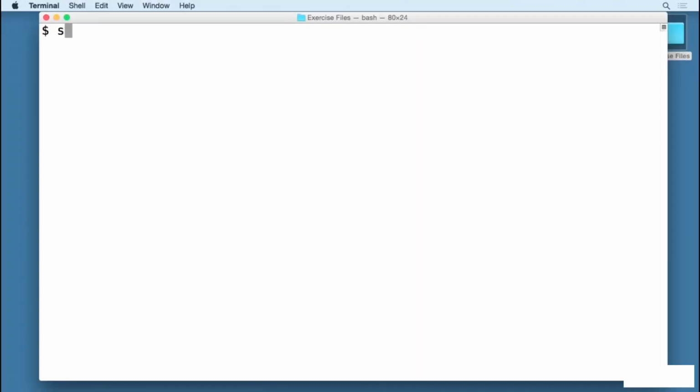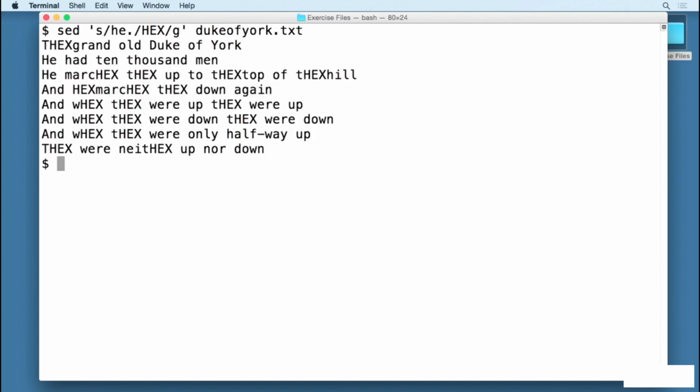So, for example, sed changing he-dot to uppercase HEX globally in dukeofyork.txt looks for "he" followed by any single character and replaces it with uppercase HEX. So in the first line, you see "the grand" is now replaced with "tHEXgrand", and so on. This will look for "he" followed by any single character, including spaces, letters, numbers, punctuation, and replace them with the uppercase word HEX.